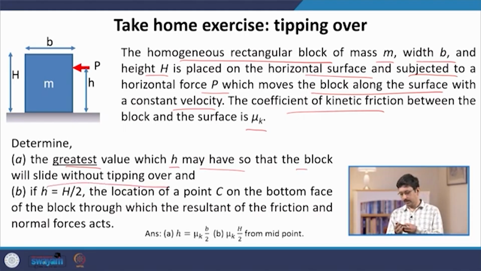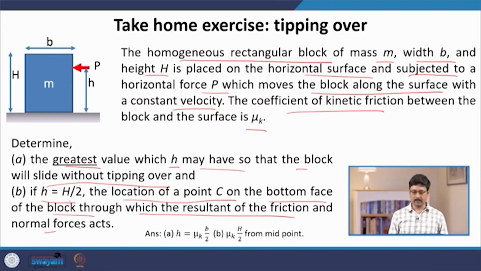Tipping over means that the block will go like this. Suppose h is precisely at the middle of the block; what is the location of the point C on the bottom face of the block through which the resultant of the friction and normal force acts? I leave it as a take-home exercise for you to practice the free body diagram and to analyze the friction correctly. To summarize, these problems are meant to illustrate how to analyze friction problems correctly.